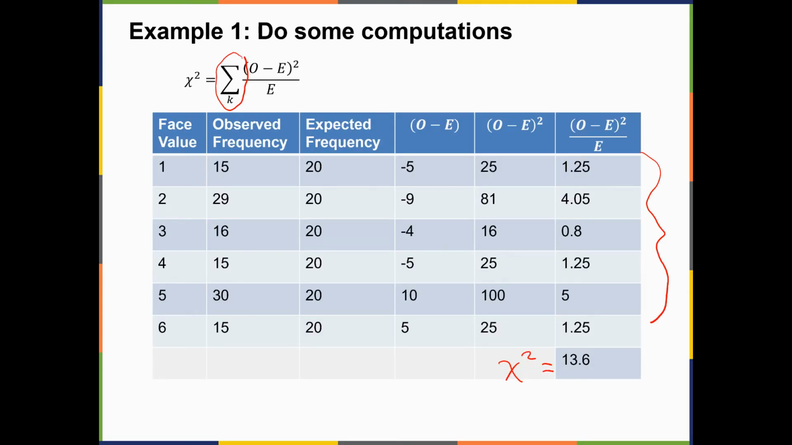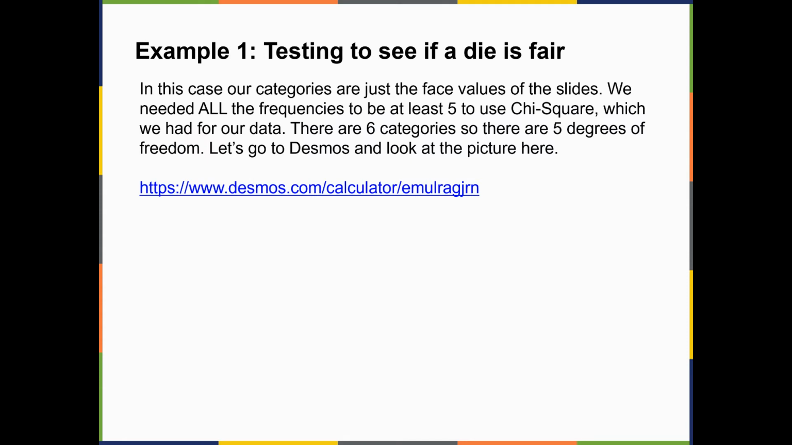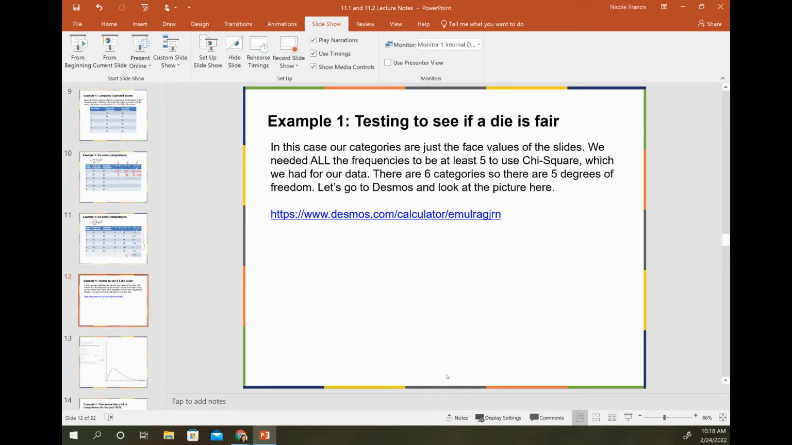All right. So the value of our test statistic is 13.6. We're going to use Desmos to help us calculate what that probability would be. Let's go ahead and go to Desmos.